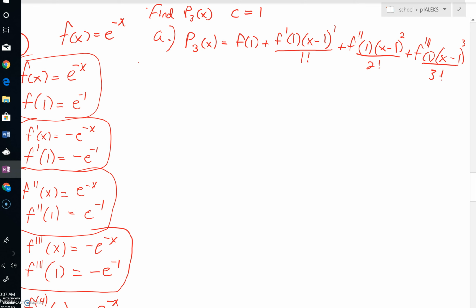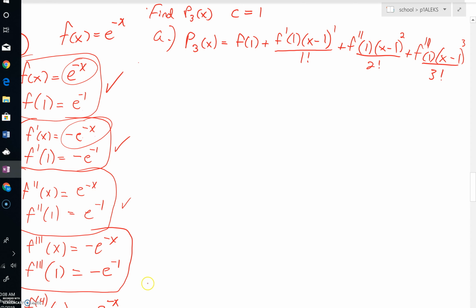Take your next derivative. Well, the chain rule just brings down another negative 1, so we revert back to a positive term. The second derivative is e to the negative x, and I plug in a 1, and I've got e to the negative 1. You can probably see a pattern emerging here. The third derivative, take your derivative again. The chain rule says a negative 1 comes out, and you'll have an e to the negative 1 with a negative out in front of it.